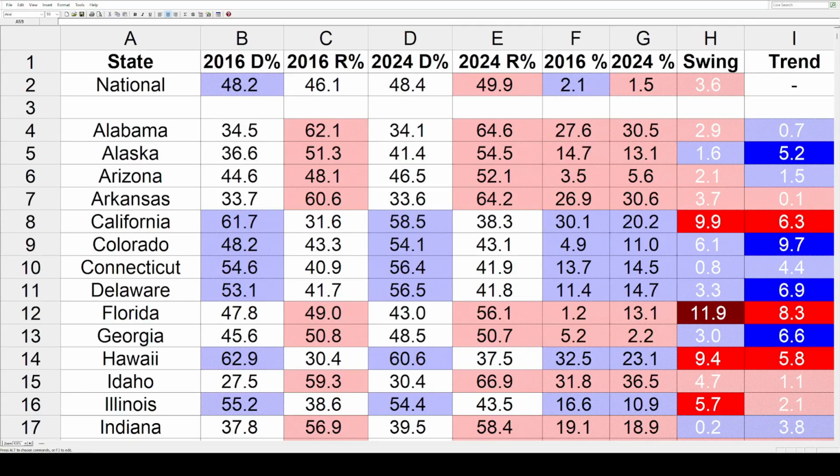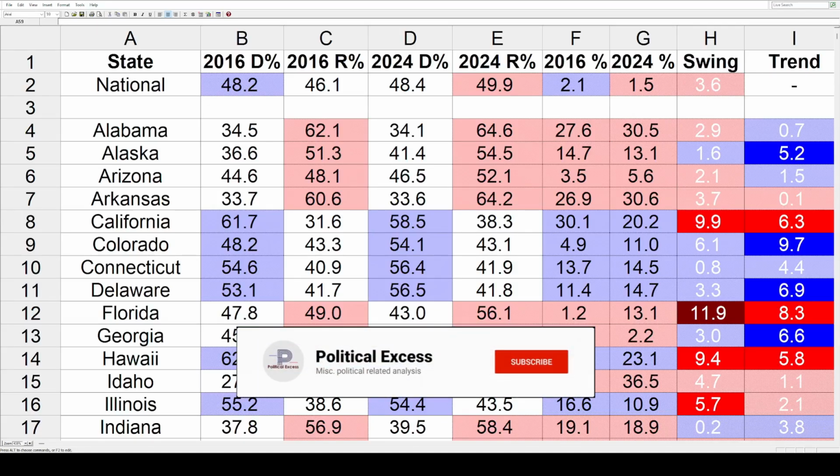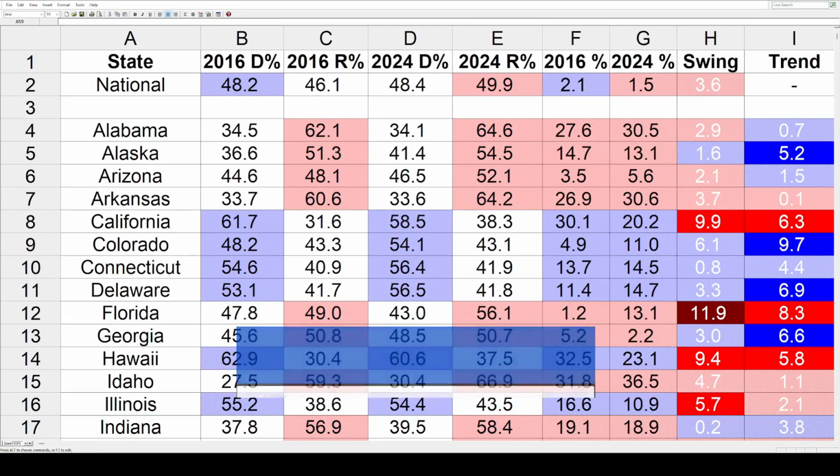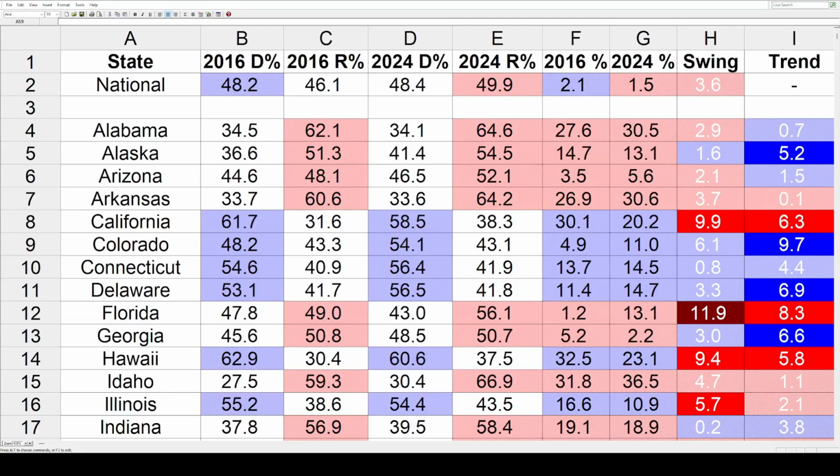Hello, everybody. Today we're going to do another political shift, and this time we've got the presidential trends in each state between 2016 and 24. Last time we just took a look at the swing or the shift in each state. This time we're going to compare those swings to the national swing to get the overall trend. Sometimes there's some confusion about a swing and a trend, but we're going to go through it.